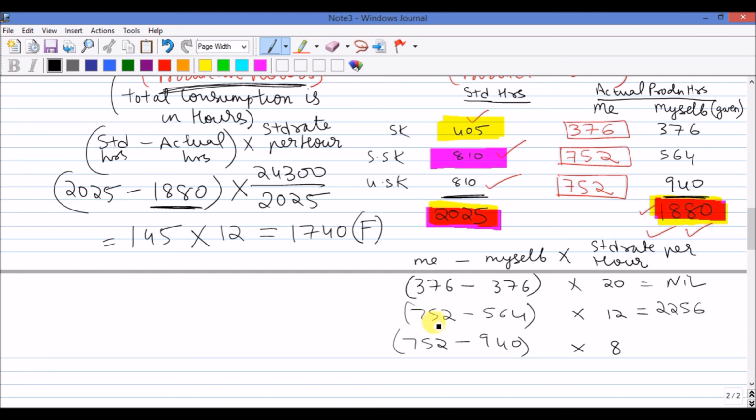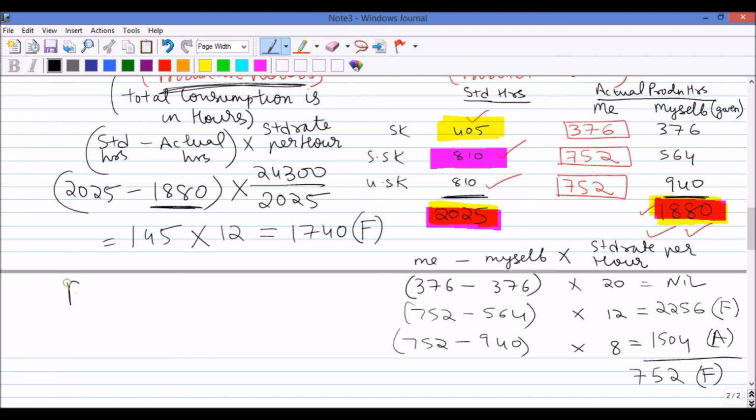I should have worked for 700 hours. I've worked for 500 hours. It means I've consumed less number of hours, so it is favorable. 752 minus 940, into 8, gives 1504. I should have worked for 700 hours. I've worked for 900 hours, means I've worked for more hours, so this is adverse. So now 1504 minus 2256, I'm going to get 752 favorable.